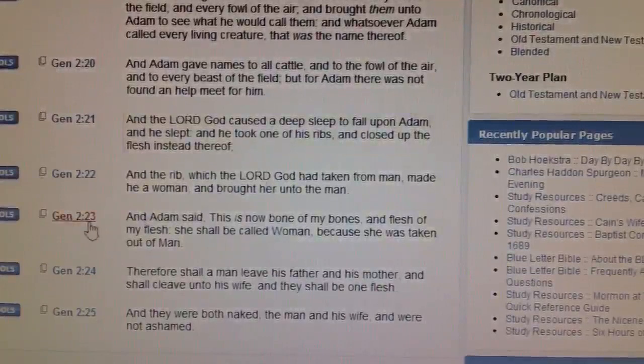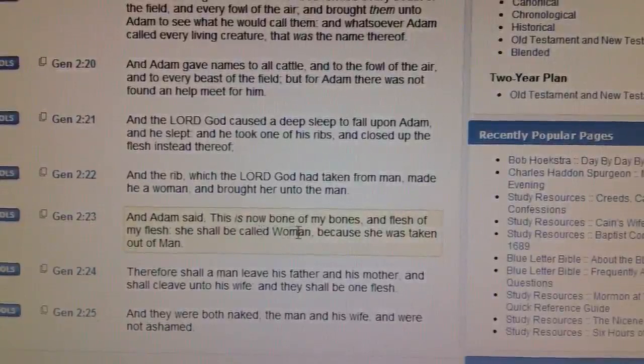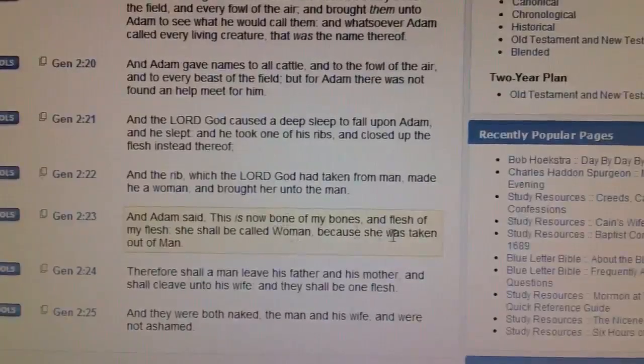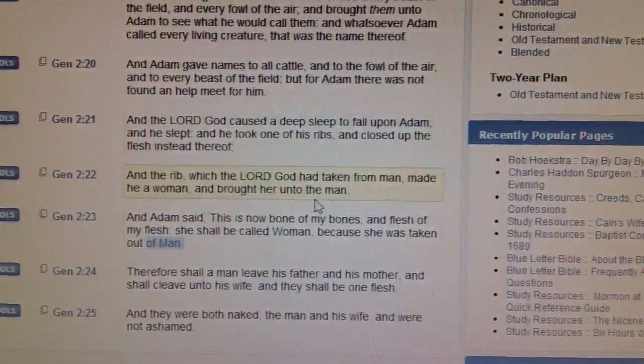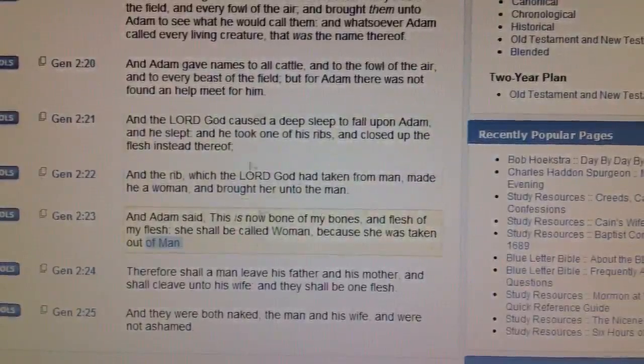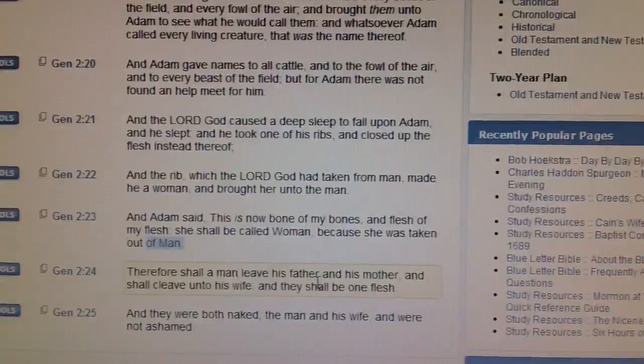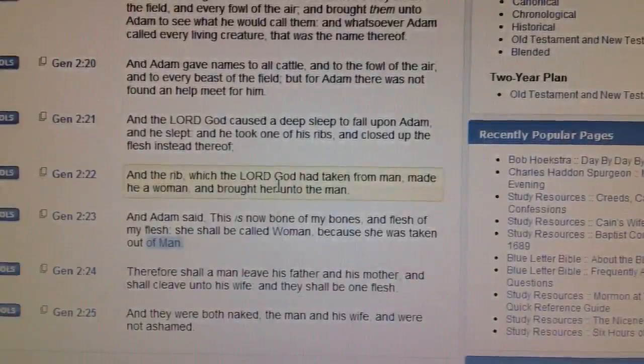All right, so let's go ahead and continue on, 23: "And Adam said, 'This is now bone of my bones and flesh of my flesh. She shall be called woman because she was taken out of man.'" So she was taken out of man. How was she taken out of man? Well, God took the rib and placed it into Eve. And I'm talking about genetically speaking. Okay, if you don't get that, if you don't understand that, there is something seriously wrong with your mind or your brain. You are unable to function, logically speaking, and or you have an agenda.